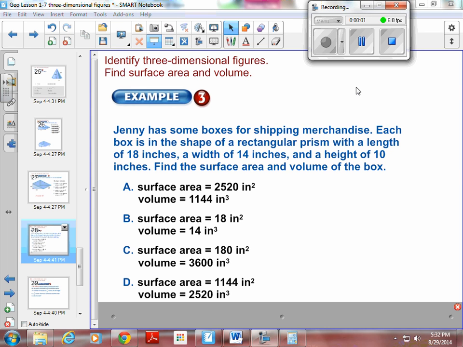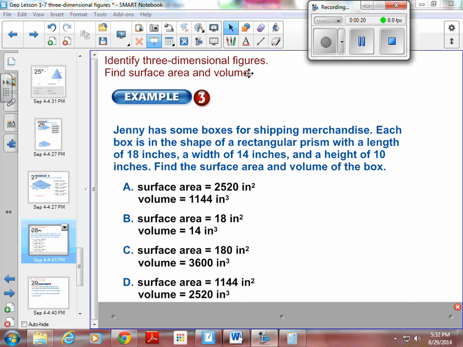Okay, geometry, this is 1-7, example 3, the final example for the section. Jenny has some boxes for shipping merchandise. Each box is in the shape of a rectangular prism with a length of 18 inches, a width of 14 inches, and a height of 10 inches. Find the surface area and volume of the box.